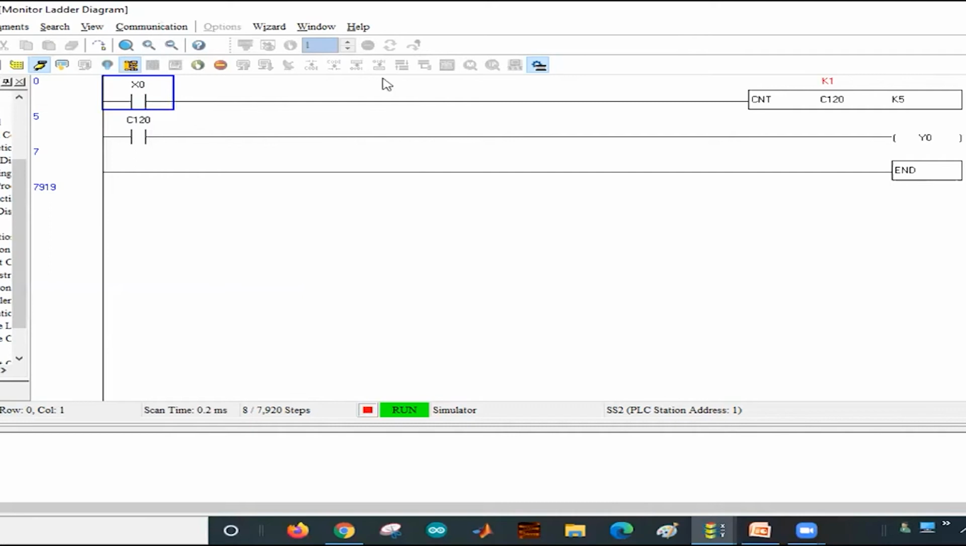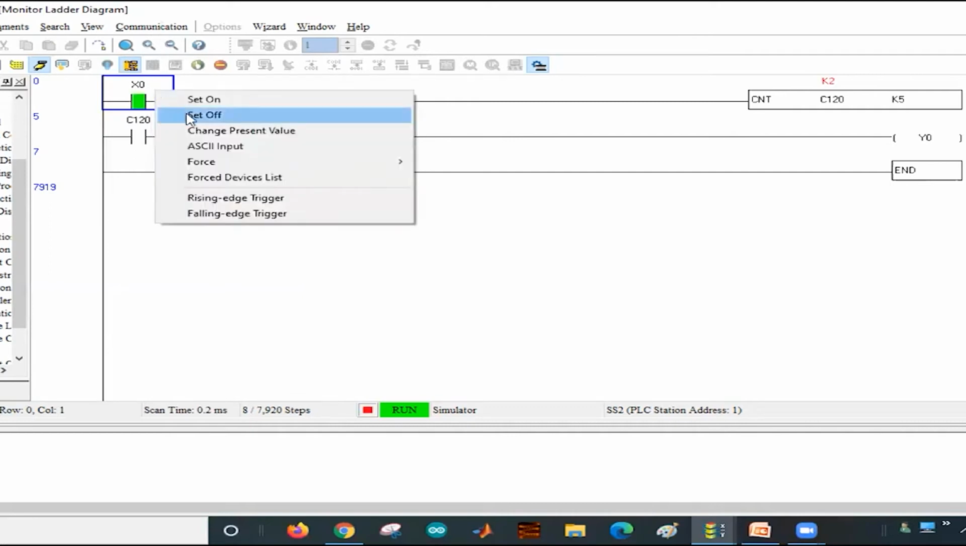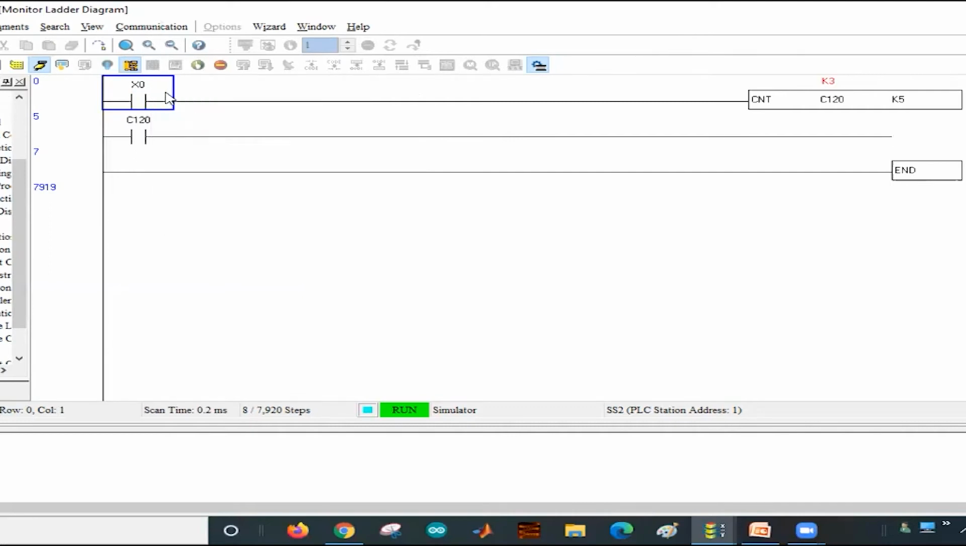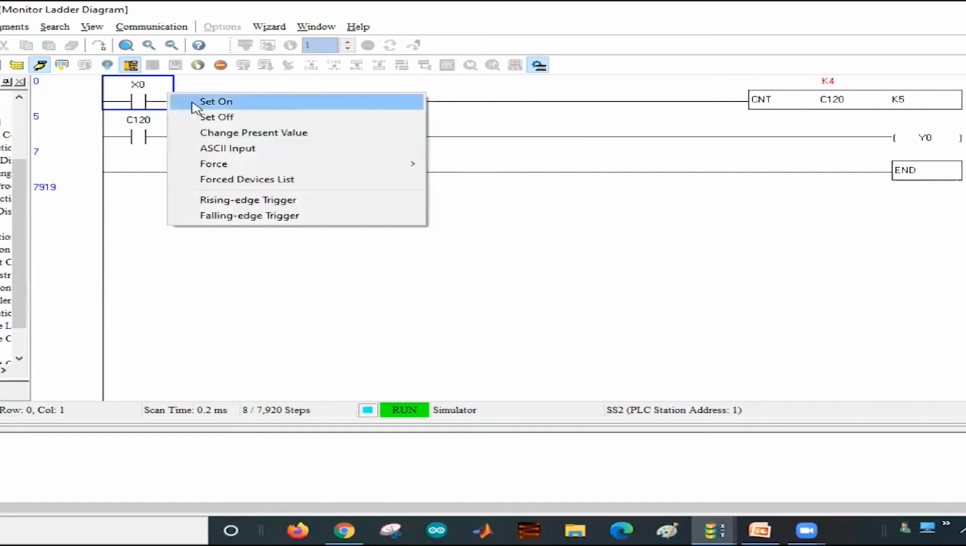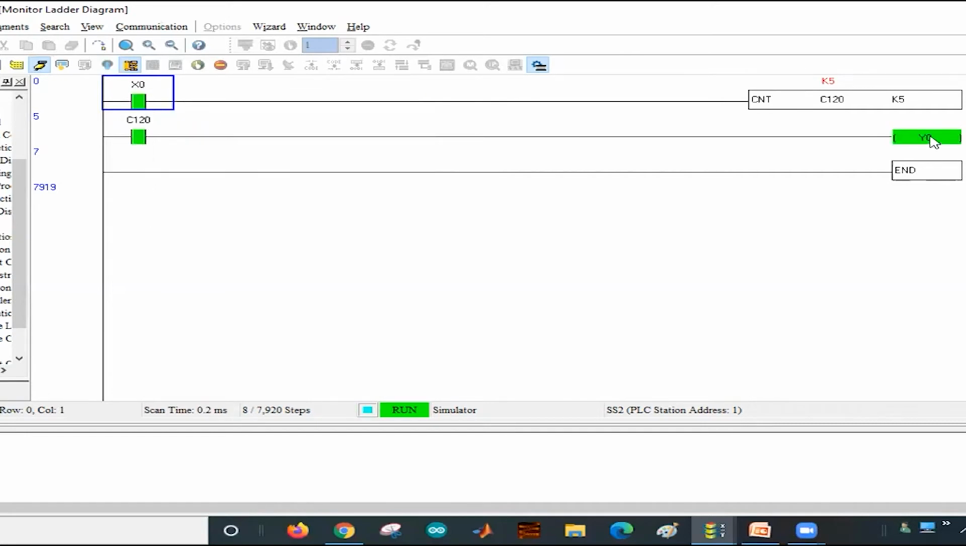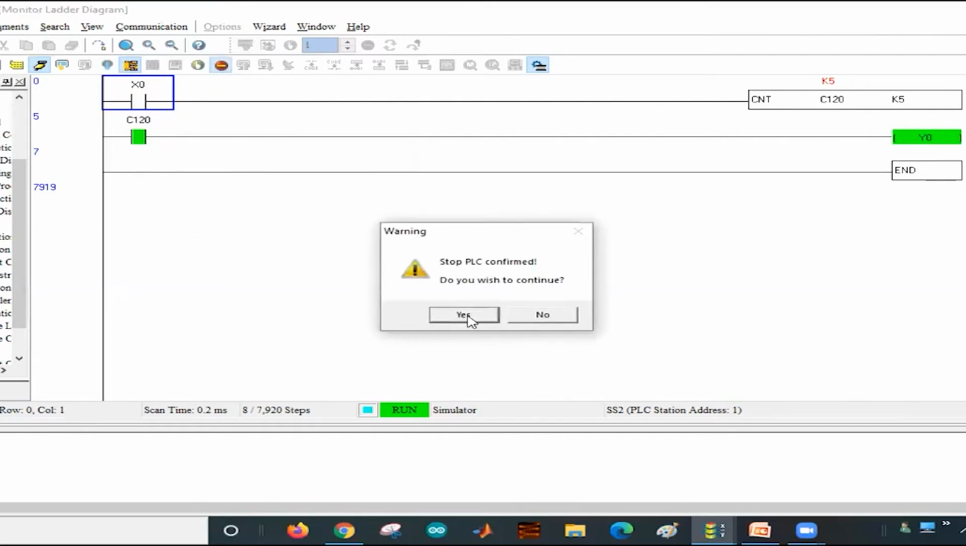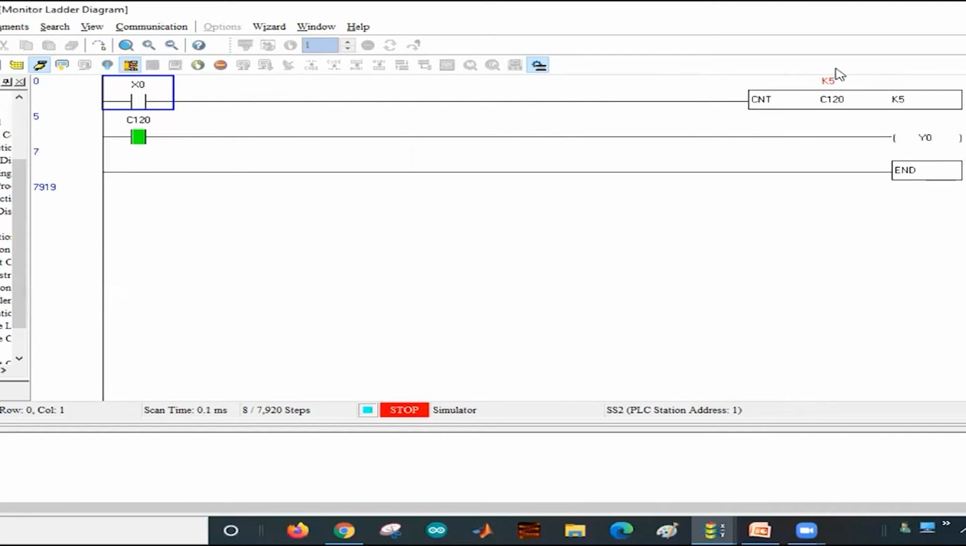On, off, first time 1, second time 2, third product, fourth product. Whenever 5 products are detected, the Y0 indicator will go on, and then off. Now if the power supply is gone, when your PLC is off in stop mode, that value will be retained here.